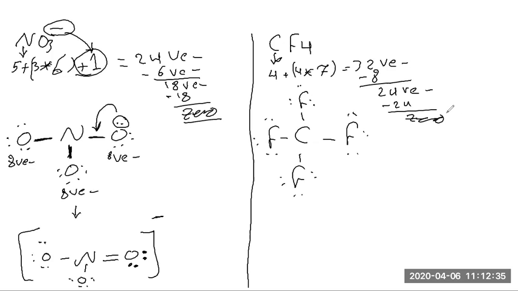Now the last step, I need to check each of them. Does it achieve the octet rule or not? Each fluorine, yes. What about the carbon? Carbon has 1 bond, 2, 3, 4. So it will be 4 times 2, so it achieves the 8 valence electrons. And this is the lowest structure for CF4.